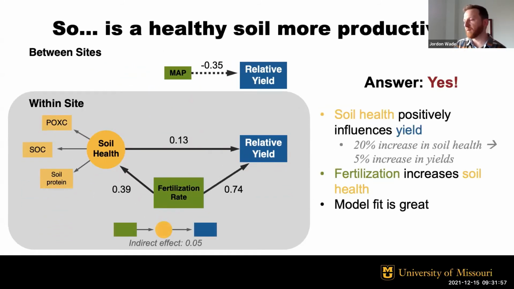So with all of that run up, I'm sure you're wondering, is a healthy soil more productive? And the short answer is yes. To maybe add a little bit more color and nuance to that, soil health positively influences yield, and it's on the order of about a 20% increase in soil health, in these soil health measurements specifically, translates to about a 5% bump in yields. Now, importantly, nitrogen fertilization actually increases soil health as well. That nitrogen increases the amount of microbes you've got in your soil, and they're able to then get to work for you and increase that soil health and bump your yields up.